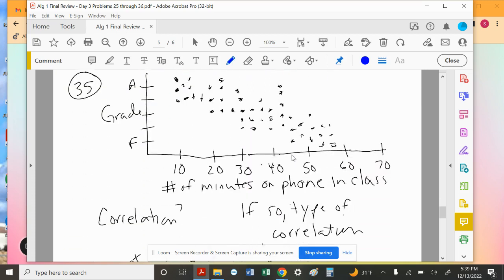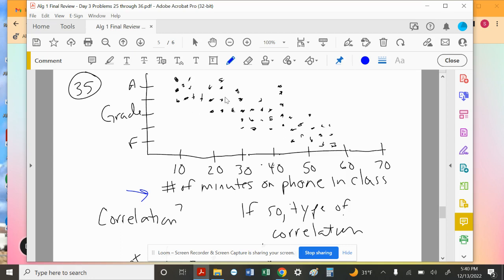Okay, 35. So we have a data set that shows us the number of minutes you're on your phone in class versus your grade. So here we have the number of minutes. So 10 minutes, 20 minutes, 30 minutes, all the way up to 70 minutes, and your grade from an F to an A. And notice that the less you use your phone, you can actually look at this data here, and you can see that there are more students who did perform well if they were on their phone for a short amount of time versus those students all the way to the right that were on their phones most of the time and they were failing the class.